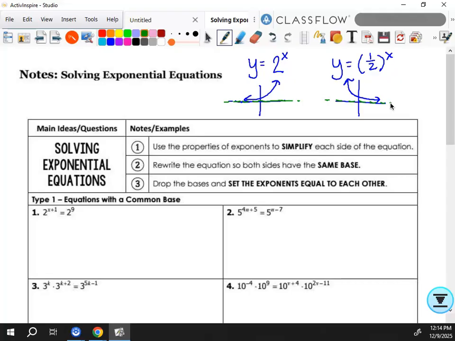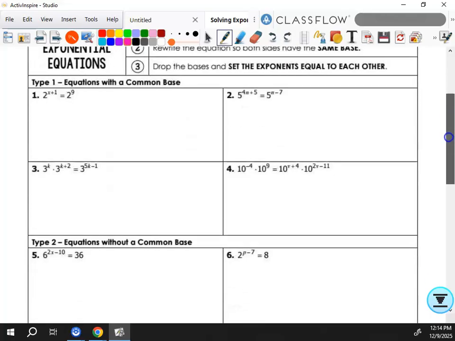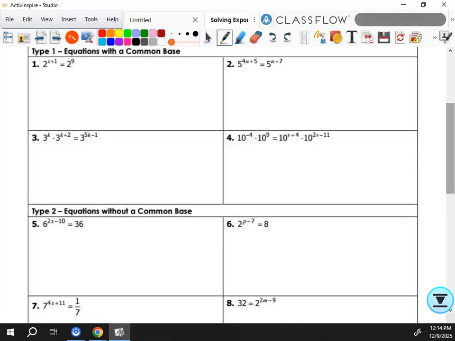Got exponential growth, decay. I know you've done lots of application problems of those throughout time. Okay, today we're just going to look at solving a couple of different kinds of equations. There's different ways to solve them. Today we're just going to look at common bases, and we're not going to do all of them. All right, so let's look at number 1.